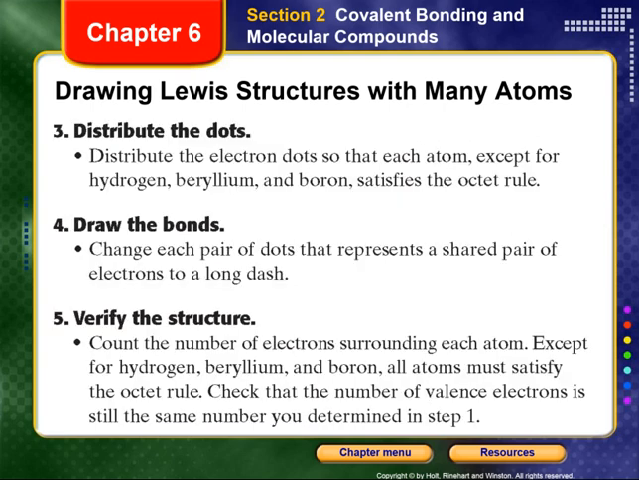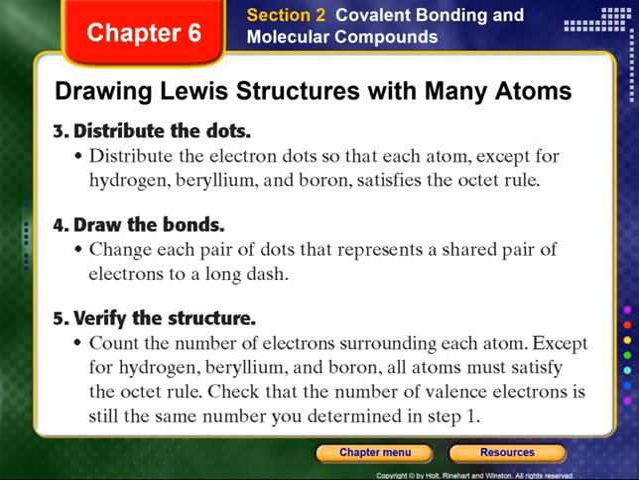Step 3, distribute your dots, your electrons. Distribute the electron dots so that each atom, except for hydrogen, beryllium, and boron, satisfies the octet rule. They want to have 8 valence electrons. Next, draw the bonds. Erase each pair of dots that represents a shared pair, and then draw in a long dash, right? Draw in that bond.